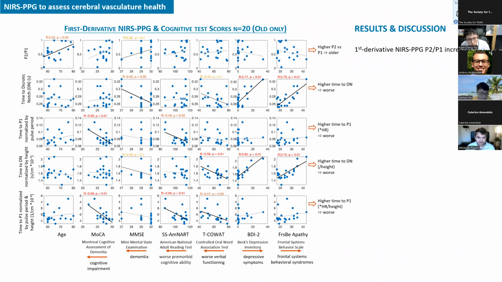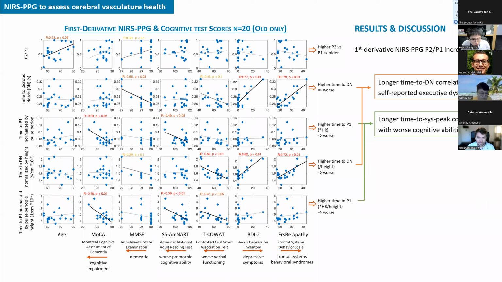As we show, age correlates with P1 and P2. And then we also looked at the dicrotic notch and found that the longer time to dicrotic notch correlates with self-reported executive dysfunction. And also the time to peak correlates with worse cognitive abilities, as indicated here. So now we're getting more subjects, and we're thinking about doing some ANOVA analysis to see the effect of these different parameters. Thanks.